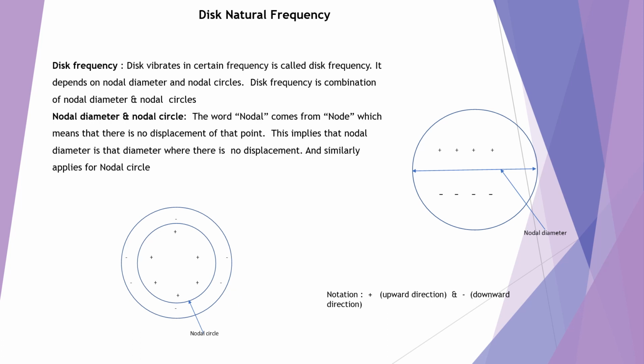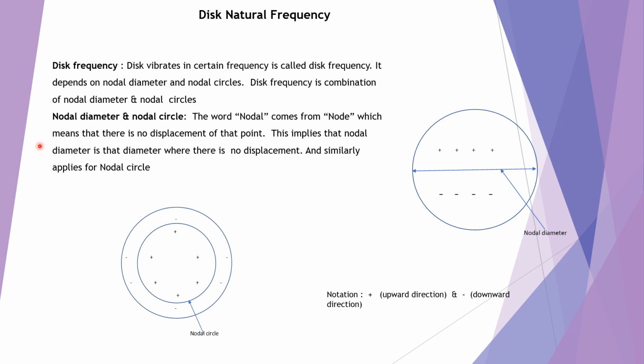Now disc natural frequency. A disc vibrates at certain frequencies called the disc frequency, and it depends on nodal diameters and nodal circles. So the disc frequency is a combination of nodal diameter and nodal circle. So then what are nodal diameter and nodal circle?